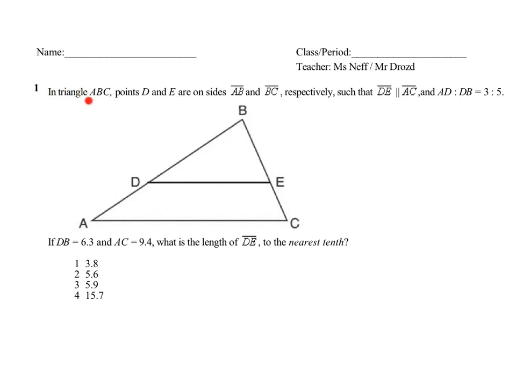Let's take a look at question number 1. It says, in triangle ABC, points D and E are on sides AB and BC respectively, such that DE and AC are parallel to one another. All right, I'm going to indicate that right now. Okay, we see that these two lines are parallel with one another, and I also see that AD, this segment, and DB have a 3:5 ratio.